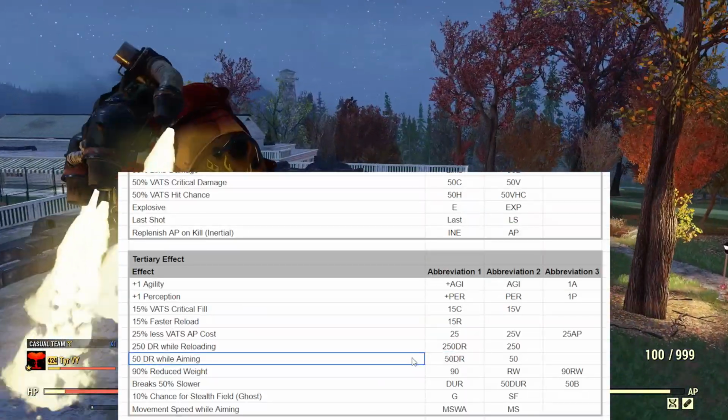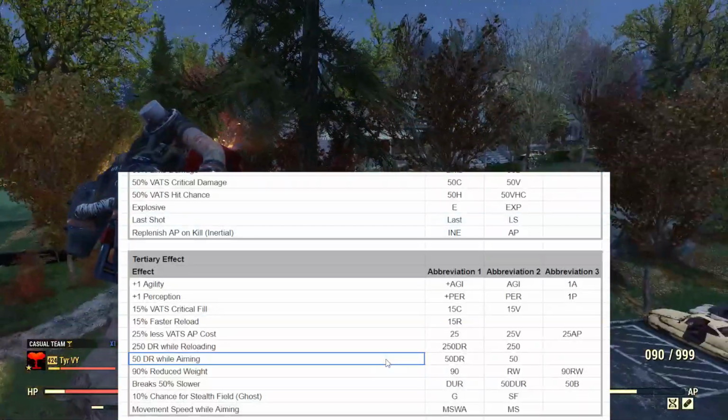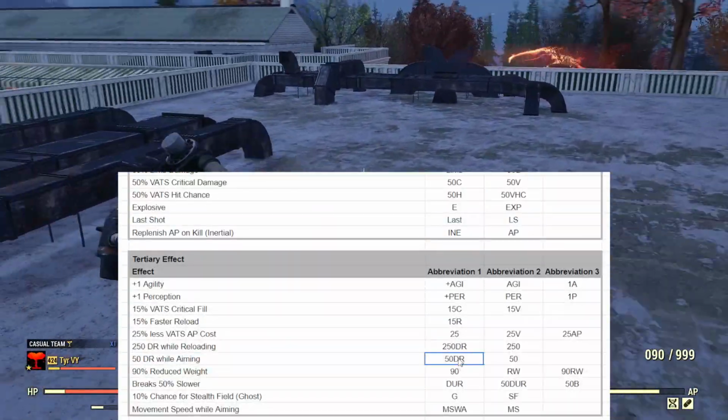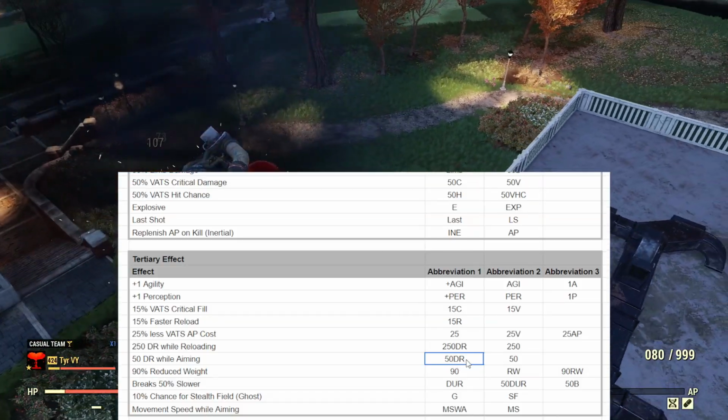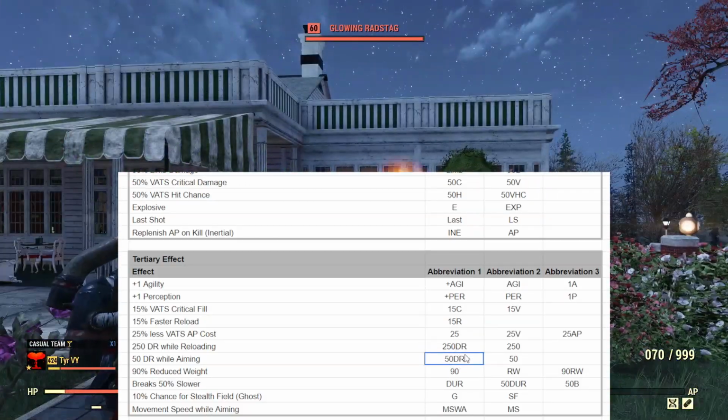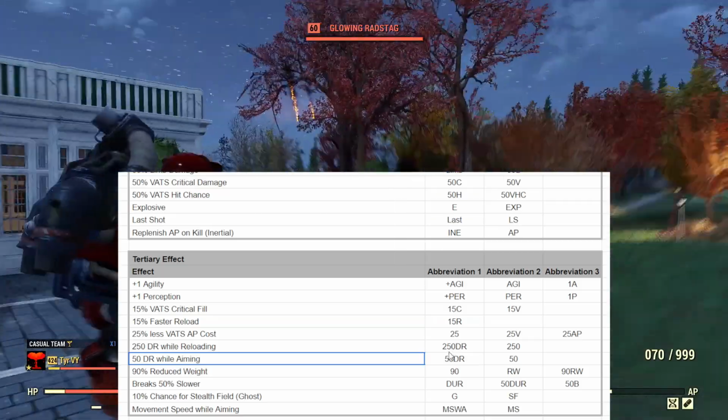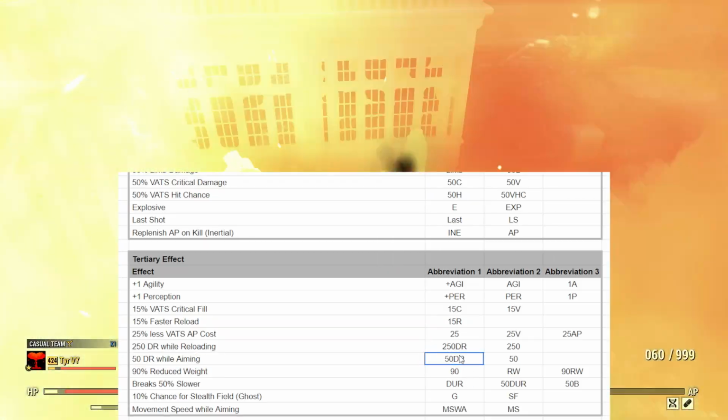50 DR, not very popular either. Like, that one's not very popular. You don't see these traded too often, but if they are, this is how you should abbreviate them. 50 DR, damage resistance, it just makes sense. 50 DR, perfect. Makes sense, you can't mistake that for anything else.